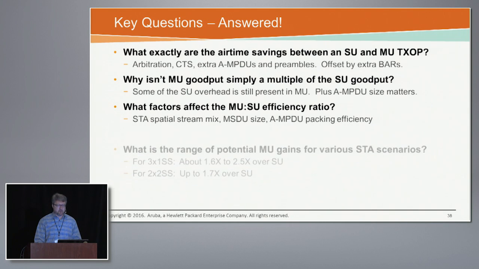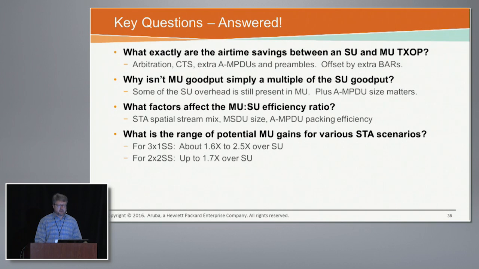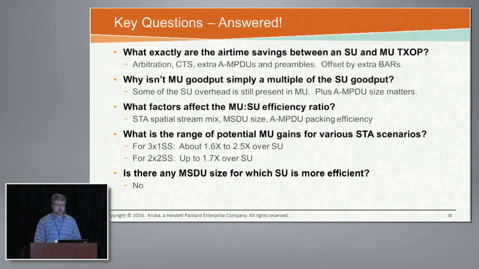Efficiency ratio is also affected by spatial stream count. So the ranges are about 1.6 to 2.5 for single stream devices, depending on the size of the payload for a particular transaction. And for 2-stream devices, it's about 1.7. It's always going to be more efficient.